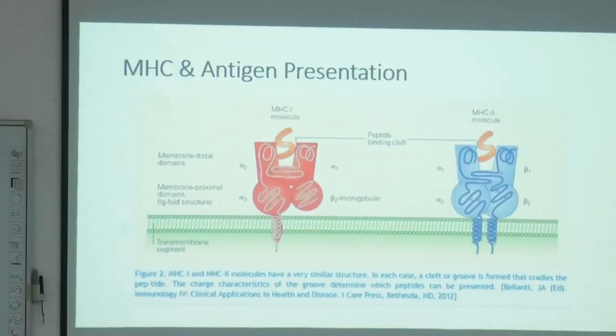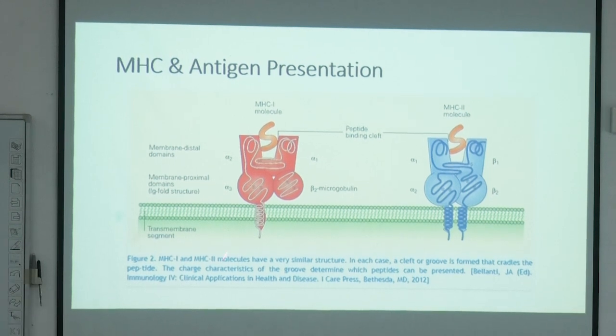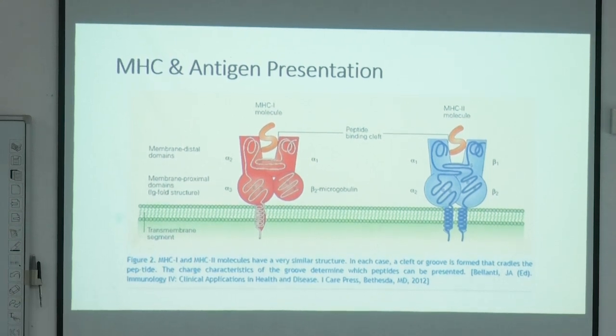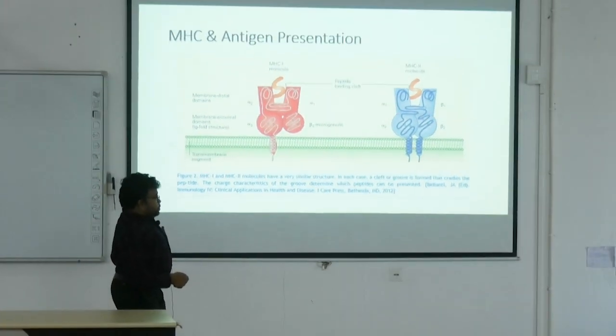Now there are two MHC molecules. One is known as MHC1 and one is known as MHC2. Just a little bit about the structure. Why? Because they are important. MHC1, you can see there are 4 domains: alpha 1, alpha 2, alpha 3 and beta 2 microglobulin. And MHC2 has alpha 1, beta 1, alpha 2, beta 2.